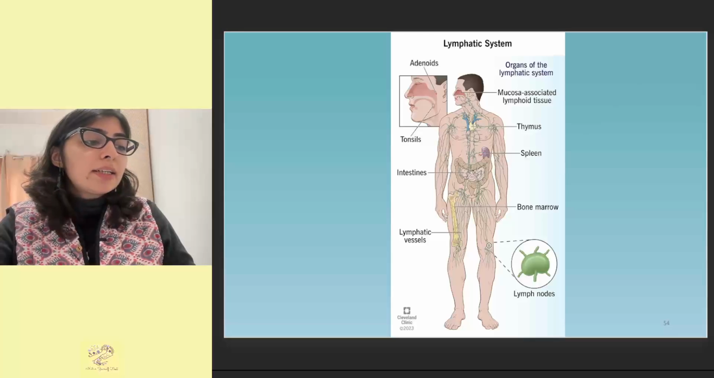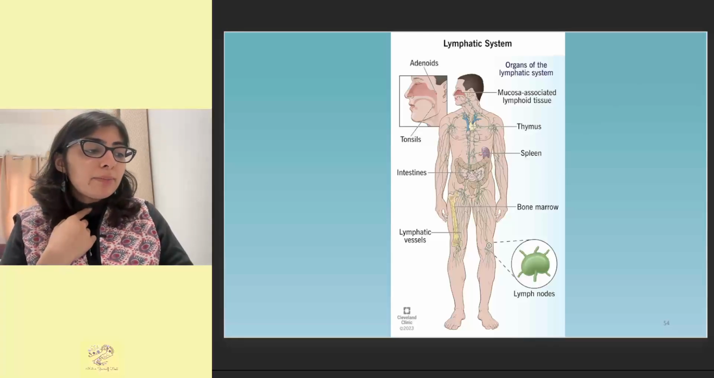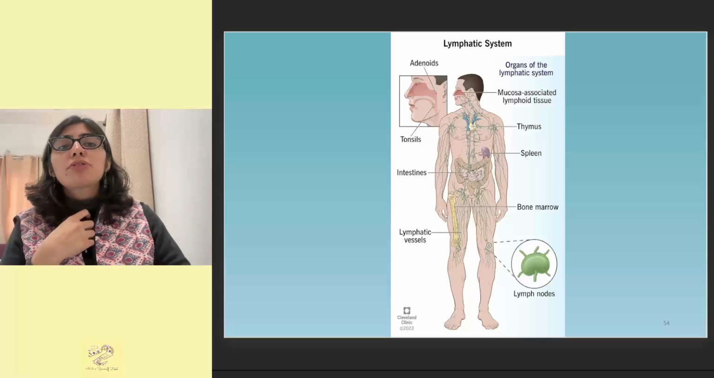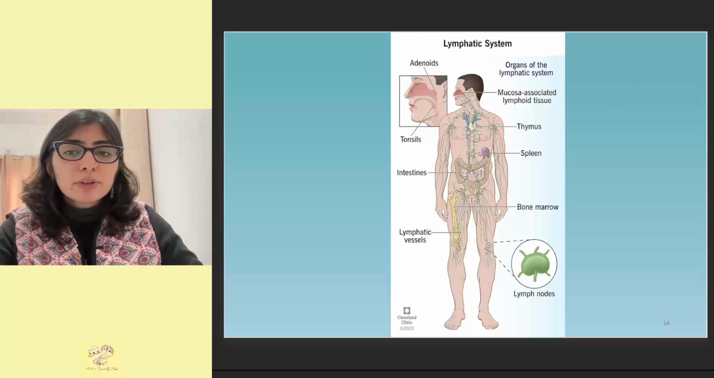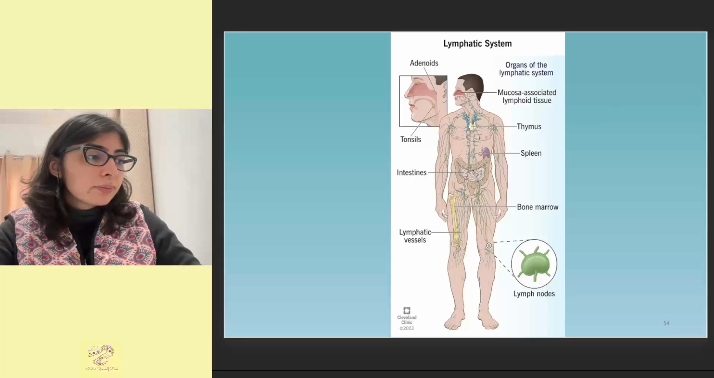Tonsils are located at the back of the throat. They help trap germs that enter through your mouth and nose to stop making you sick, which is why when you're recovering from a viral infection or bacterial infection, you have a sore throat.